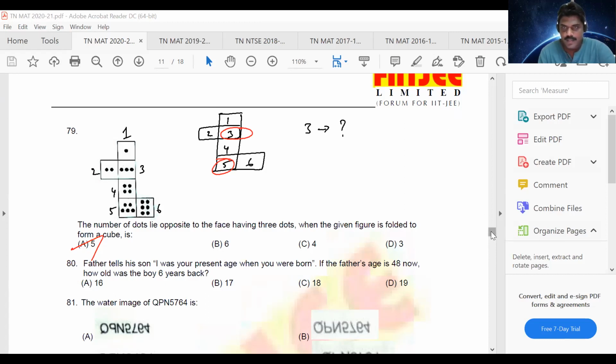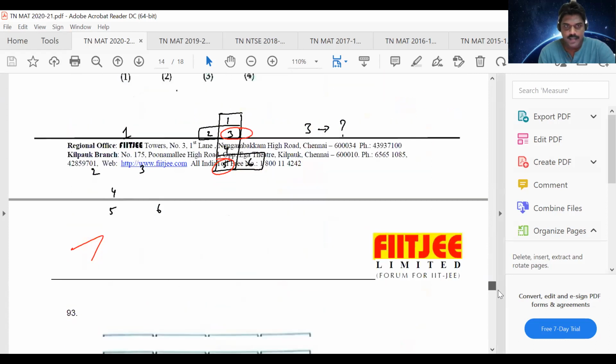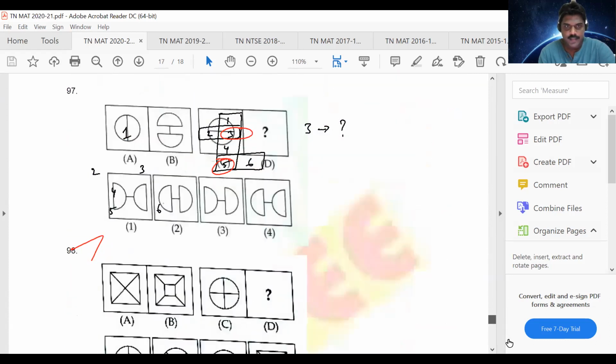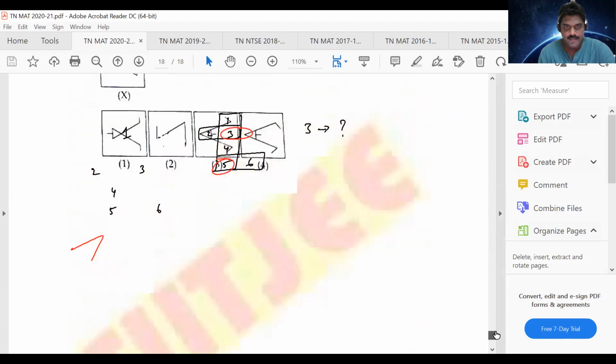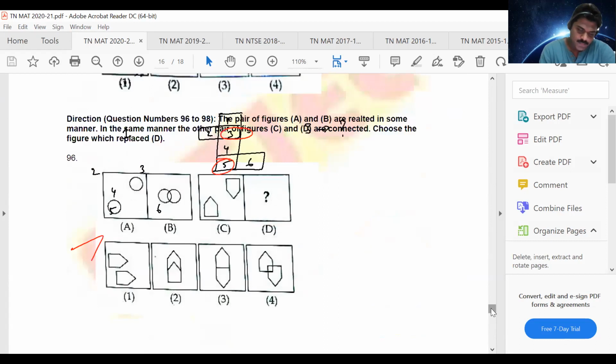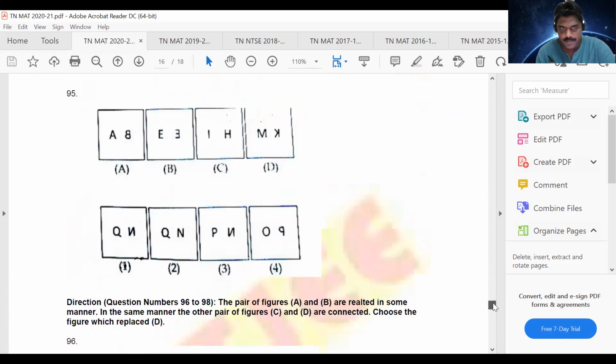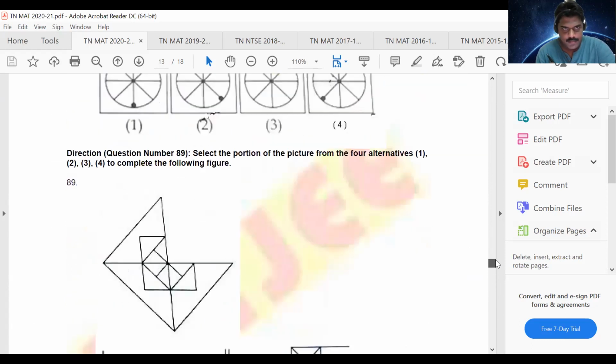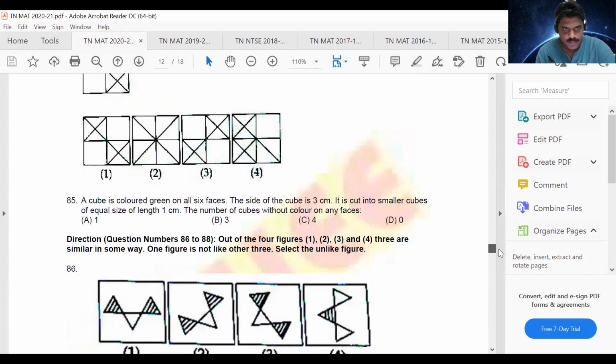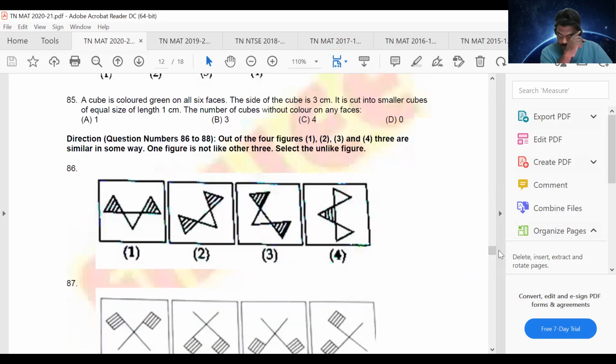And then moving on. There is a question over here, it is not on opposite faces, it is actually on the painted cube model. Let me show you the question. Right, this is the question. A cube is colored green on all 6 faces. The side of the cube is 3 centimeters. It is cut into smaller cubes of equal size of length 1 centimeter. Then find the number of cubes without color on any face.